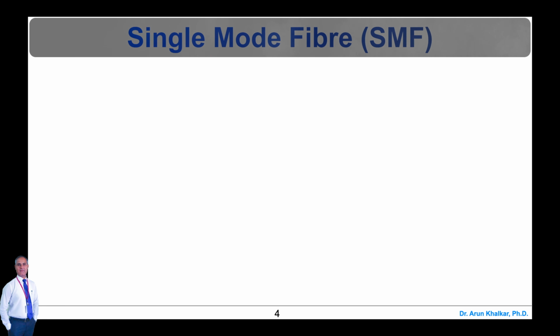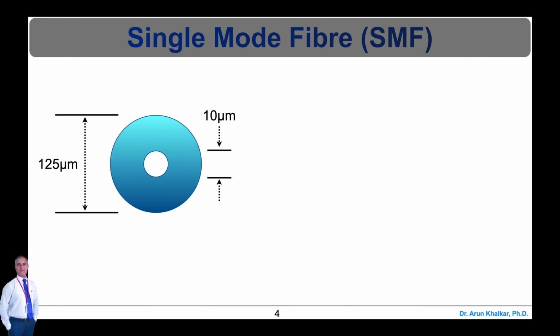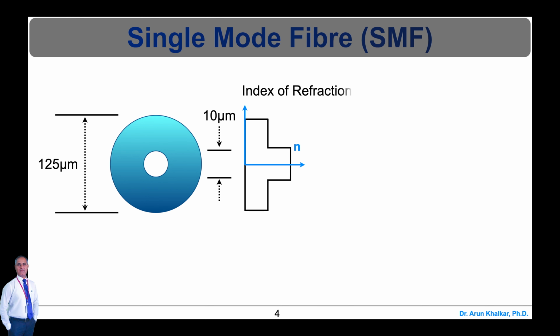In single mode fiber, the core size is very small. The diameter is typically around 8 to 12 micrometers, and only a single mode, that is zero order, can travel through it. As shown in the diagram, the typical diameter is around 125 micrometer for the optic fiber, whereas the core diameter is nearly 10 micrometer.